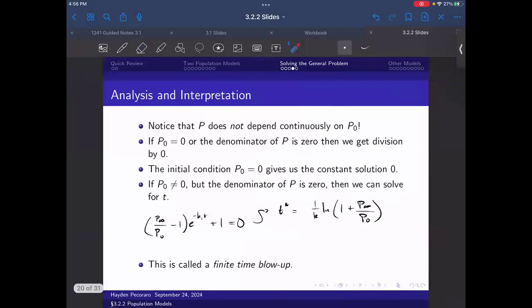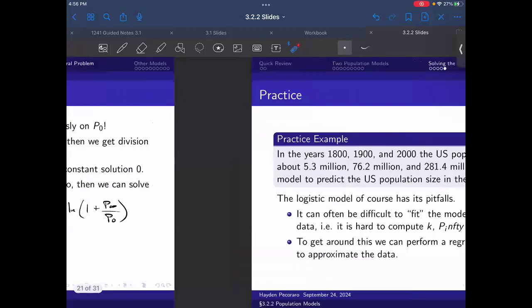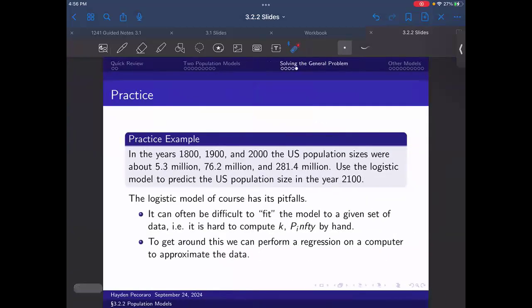So what's happening? Well, this is when the population blows up. It's called a finite time blow up. At that time, the population is infinite. So the logistic model also has some weirdness happening. All right, so go ahead and try this practice example. I'll give you until 5 o'clock, and then we'll move on to the rest of our stuff.